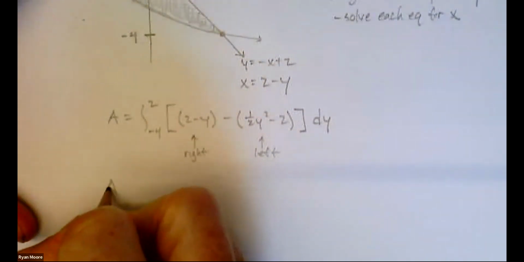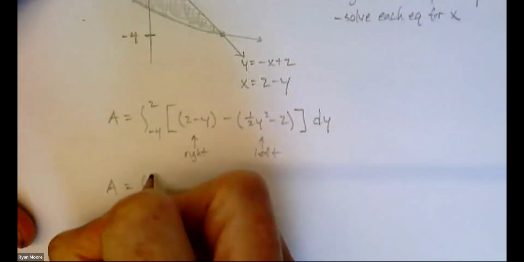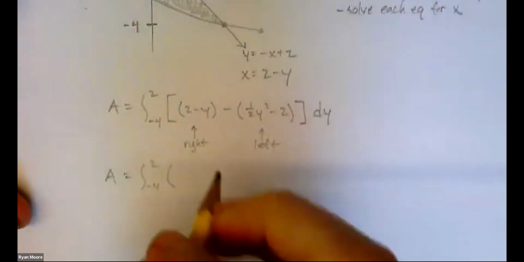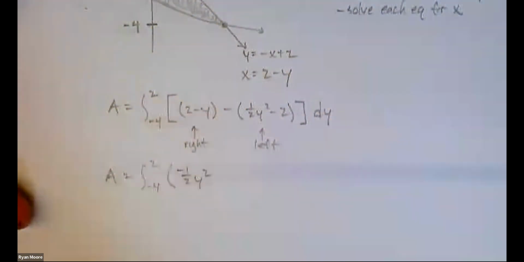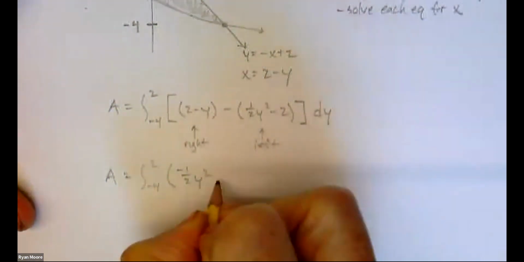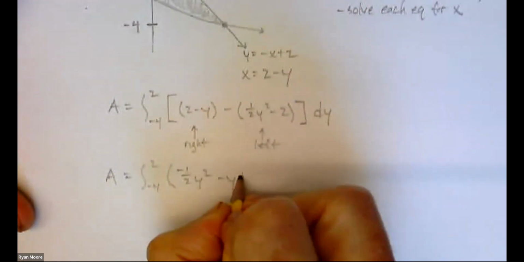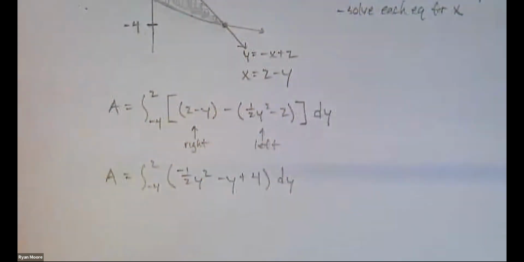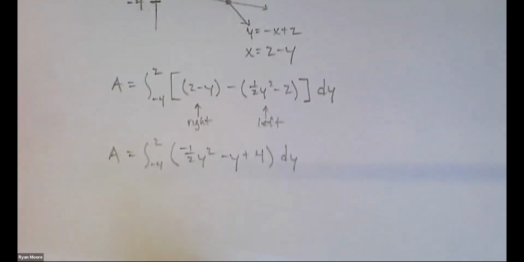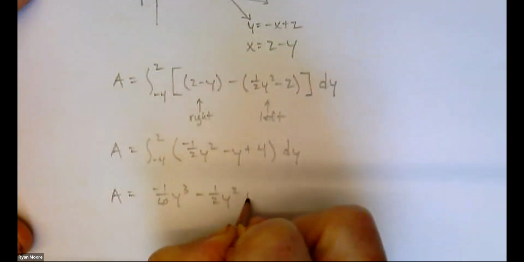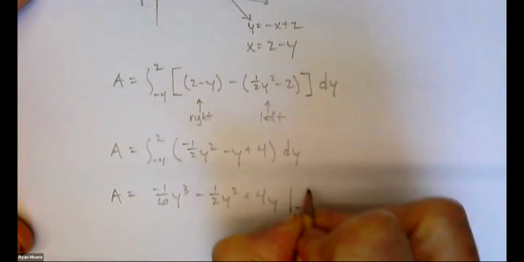From here, it's just a matter of cleaning things up and then doing your integral. So I'm going to put the -1/2 y squared first, highest power, then minus y. And then I've got 2 minus -2, which is +4. Okay. Keep going. Antiderivative: -1/6 y to the third, minus 1/2 y squared plus 4y from -4 to 2.